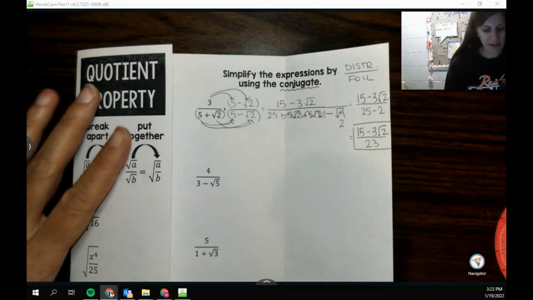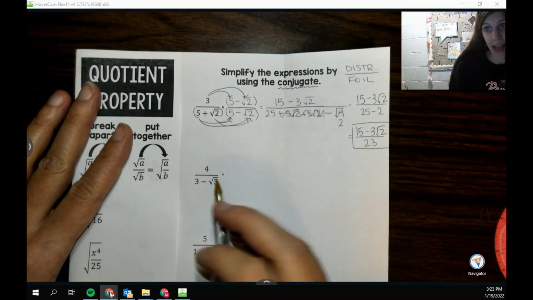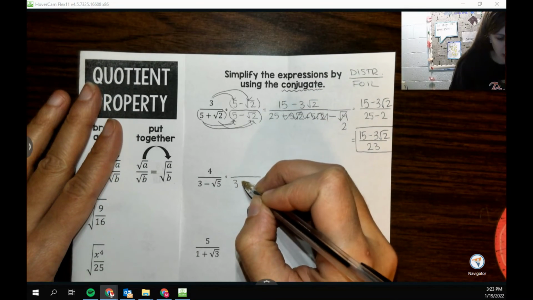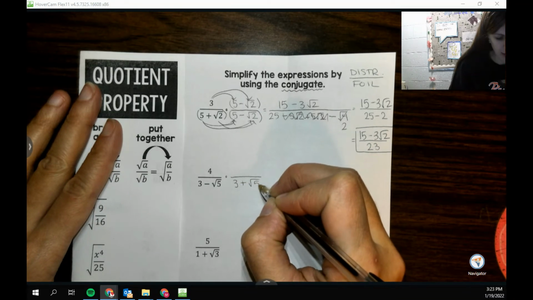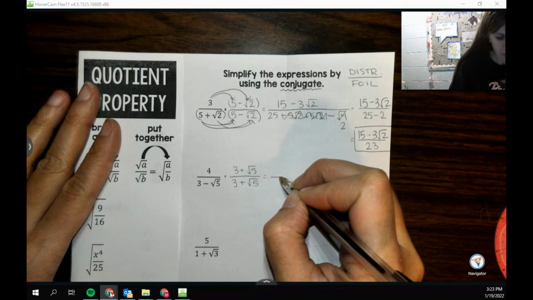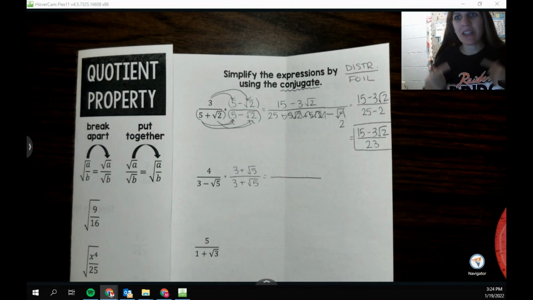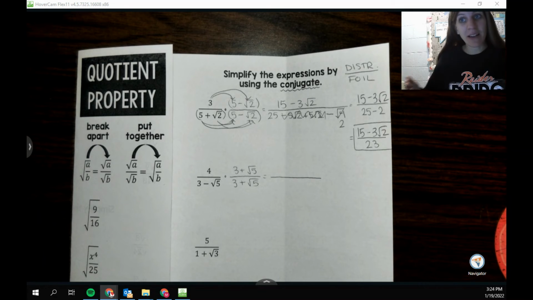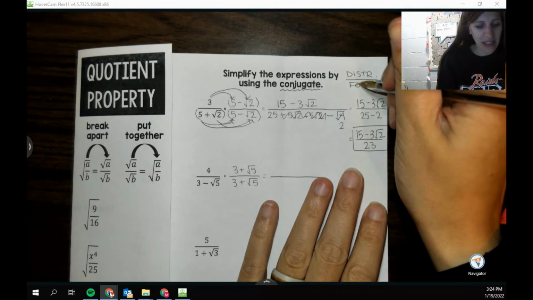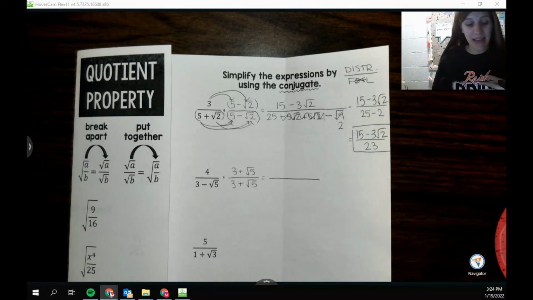And then let's try another one real quick. So down here, I got to get rid of that root in the denominator. Can't have it. We are going to multiply by the conjugate. So 3 plus root 5 on top and bottom. Now, because we're multiplying by a conjugate, when you do FOIL, you almost don't have to fully FOIL. You can really just do like first and last. The outer and inner should always cancel out.